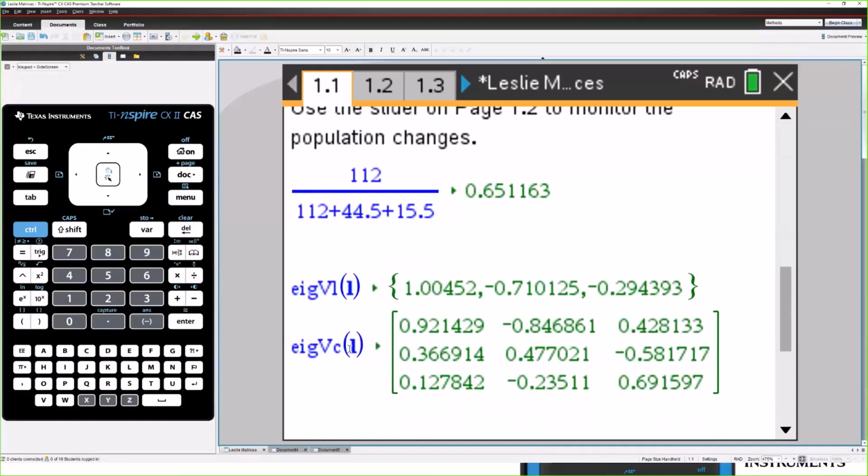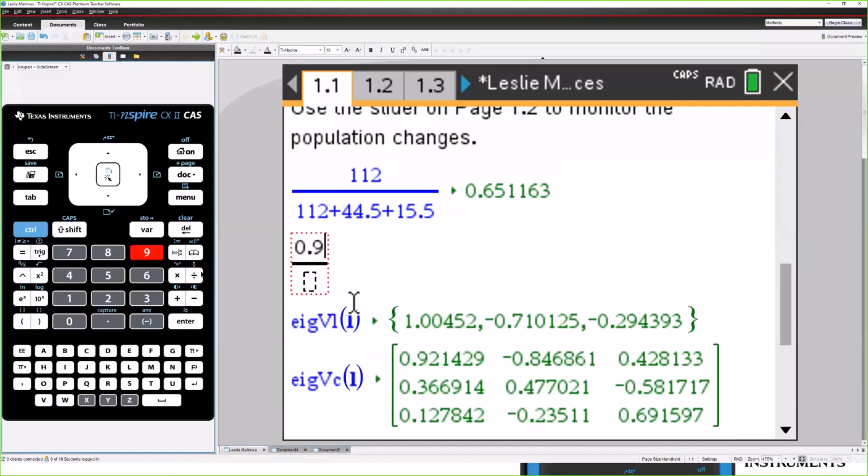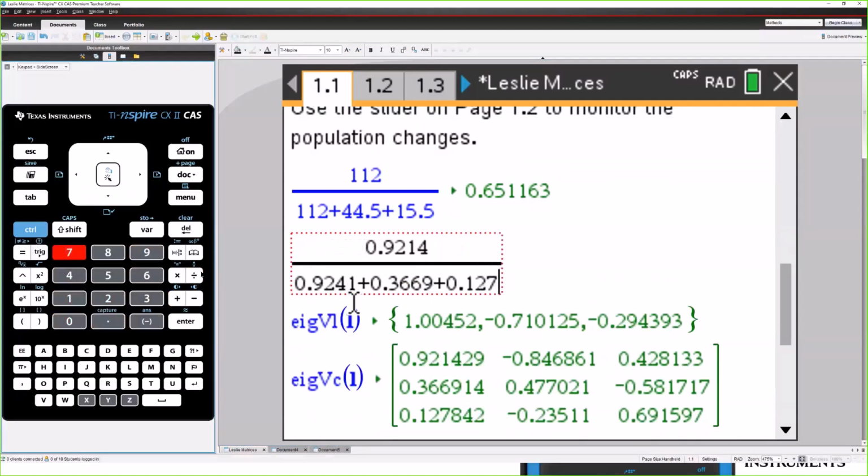So this is our eigenvalues. This is our eigenvector. So I'm going to put in this fraction, 0.9214 over 0.9214 plus 0.3669 plus 0.1278, and lo and behold, it's pretty close. And of course, the further I progress, the closer and closer this will get. This is actually telling us the ratio that we're heading towards. So ultimately, juniors, with our current setup, will represent approximately 65% of the total beetle population.